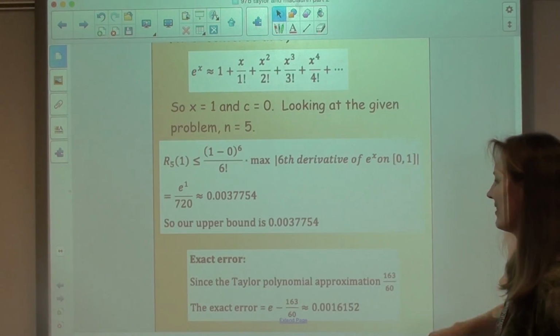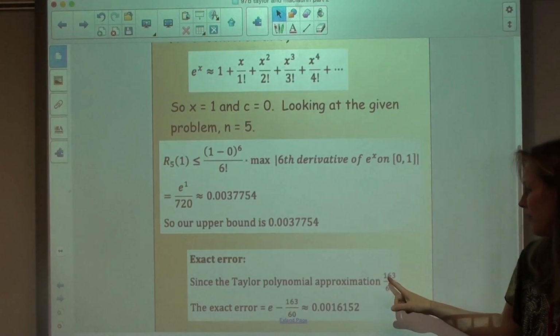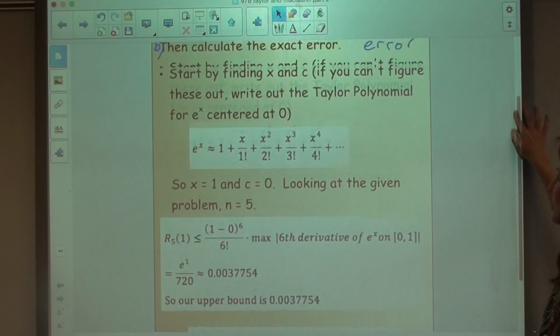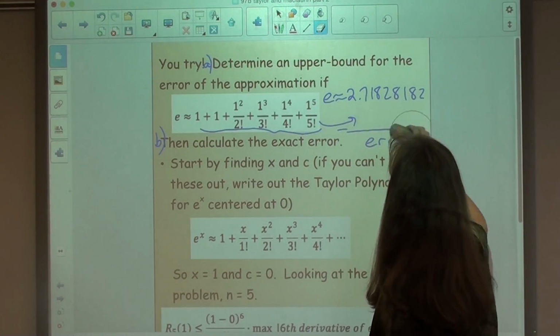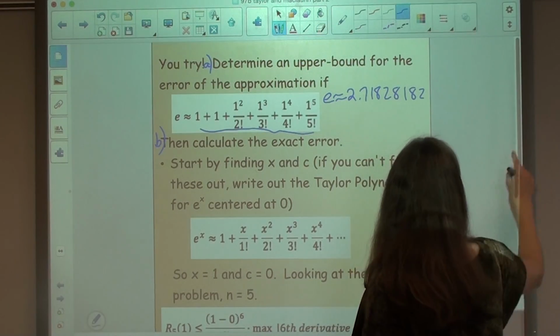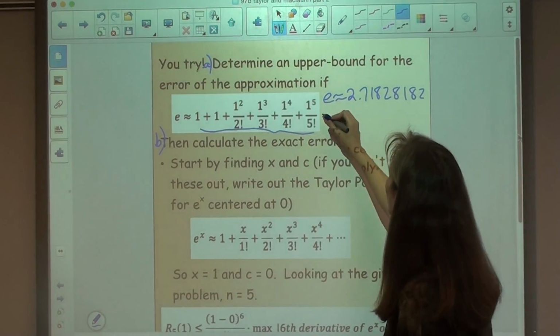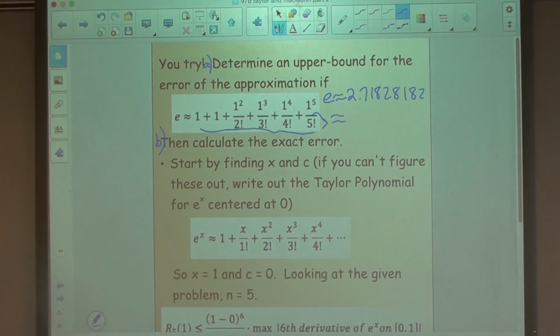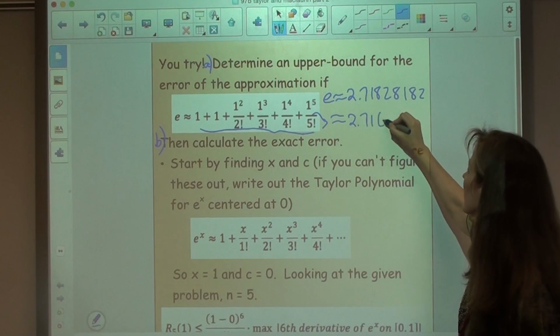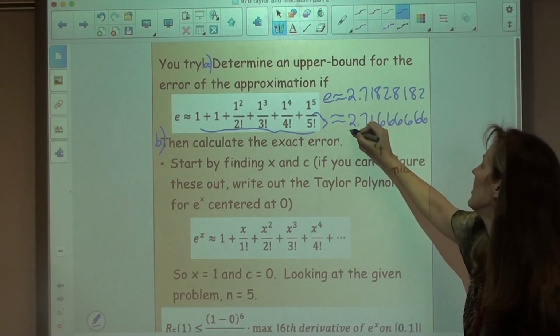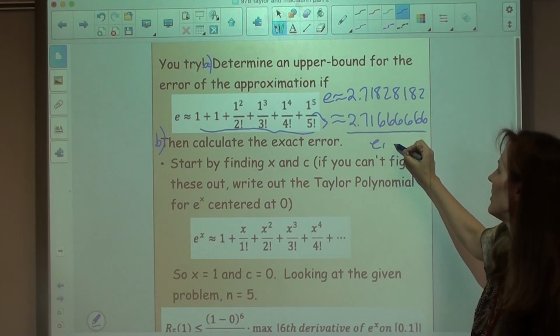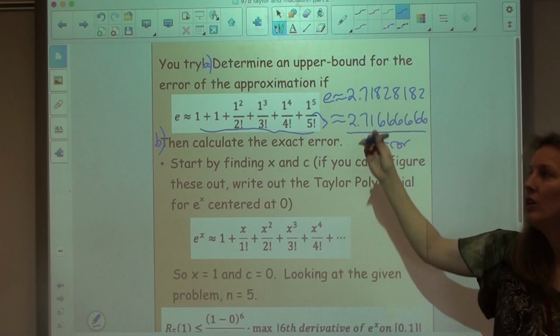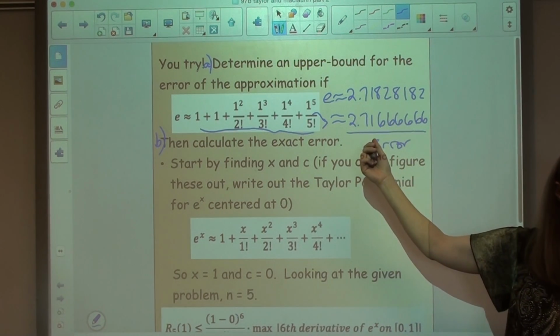Here, let's find it. If you were to actually do that Taylor polynomial approximation, this one right here, you actually get 163 over 60. Is that what I was saying? Yeah. This value is 163 over 60. Someone tell me what 163 over 60 is as a decimal. 2.7166. So if you subtract those two, the answer is the actual error. True value minus approximation equals error.